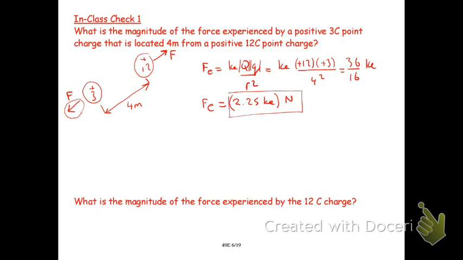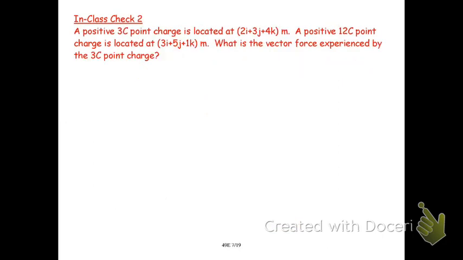What is the magnitude of the other one? If we call this Fe3, Fe12, I just made that up. Fe12 is going to be equal to, what would the magnitude of the force on the 12 positive be? 2.25 Ke newtons. It's just the same because it's an action-reaction pair. Cool.